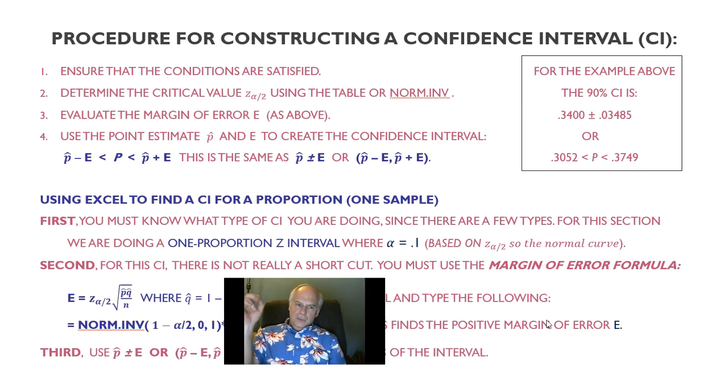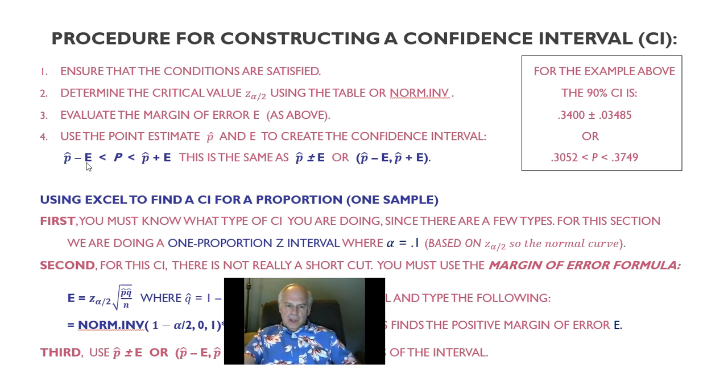All right, so here are the procedures for constructing a confidence interval for a proportion. First, ensure that the conditions are satisfied. Second, determine the critical value using the table or norm.inv as we showed you. Third, evaluate the margin of error as above. And then use the point estimate p hat and e to create your confidence interval.